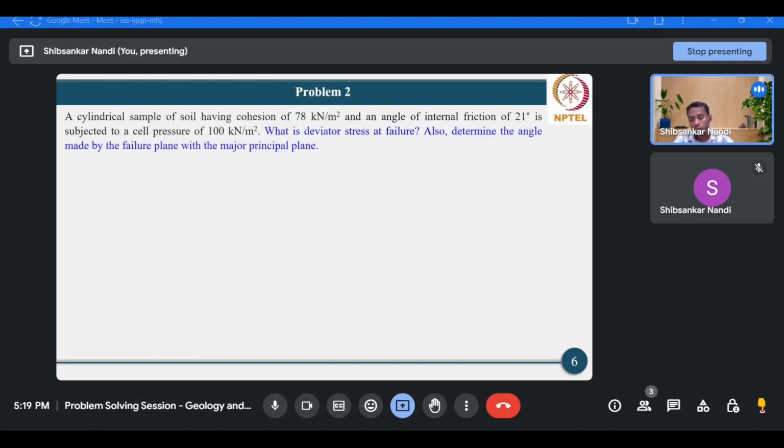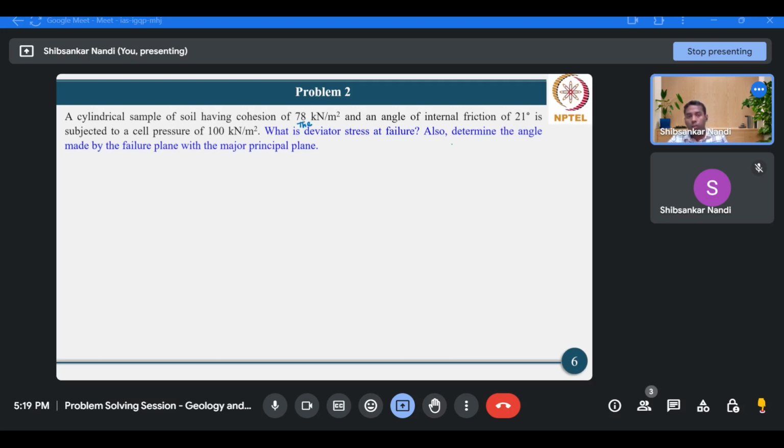So the next problem is about a cylindrical sample of soil having cohesion of 78 kN per meter square and an angle of internal friction of 21 degree. So this cylindrical sample is subjected to a cell pressure of 100 kilonewton per meter square. What is the deviator stress at failure? Also determine the angle made by the failure plane with the major principal plane.